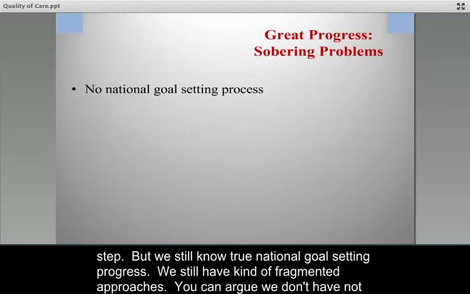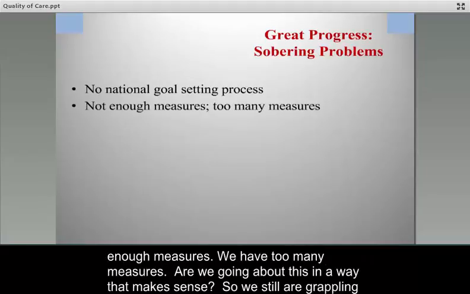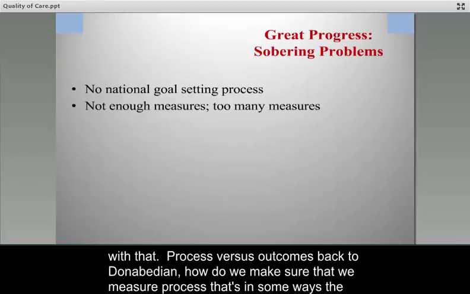That's a huge step. But we still have no true national goal-setting progress. We still have kind of fragmented approaches. You could argue we don't have enough measures. We have too many measures. Are we going about this in a way that makes sense? So we still are grappling with that.